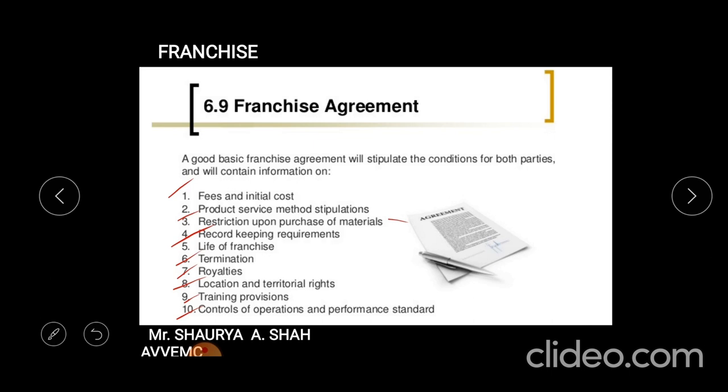So I suppose every student is clear with this part of the franchise agreement. Fine. Moving on.